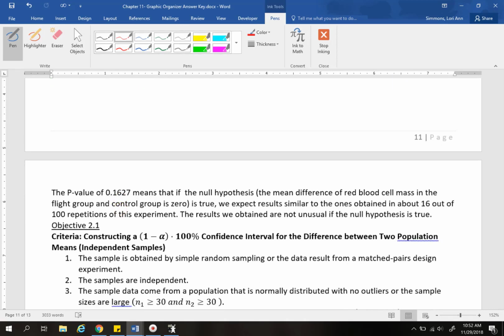And then for a little bit more of an explanation, the p-value of 0.1627 means that if the null hypothesis, the mean difference of red blood cell mass in the flight group and the control group is 0, is true, we expect results similar to the ones obtained in about 16 out of 100 repetitions of this experiment. The results we obtained are not unusual if the null hypothesis is true.